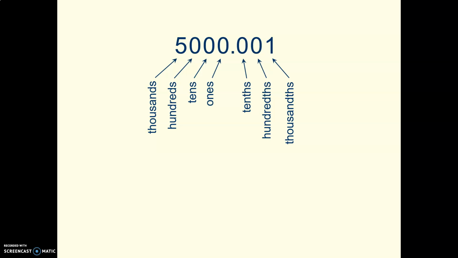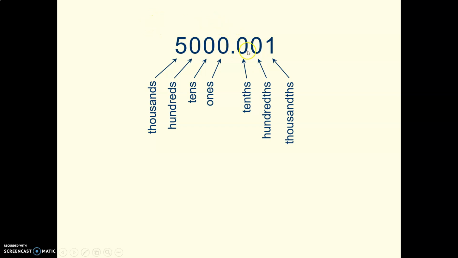So I'm sure you are familiar with the idea that if you have a number with a decimal point in it, that first number next to the decimal point is the ones. The next number over is the tens, then the hundreds, then the thousands. So when we see 5000, we know that that is 5,000. Then the numbers to the right of the decimal point get progressively smaller, 10 times at a time.